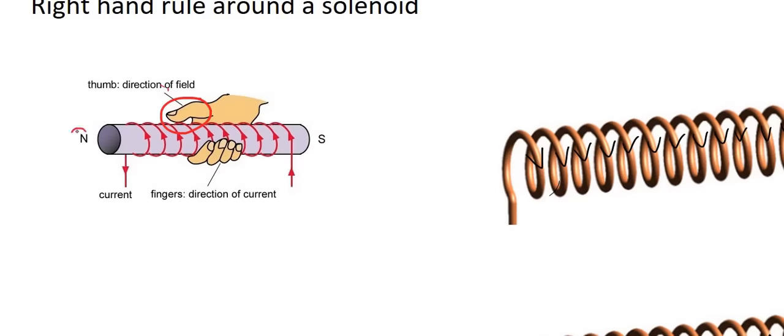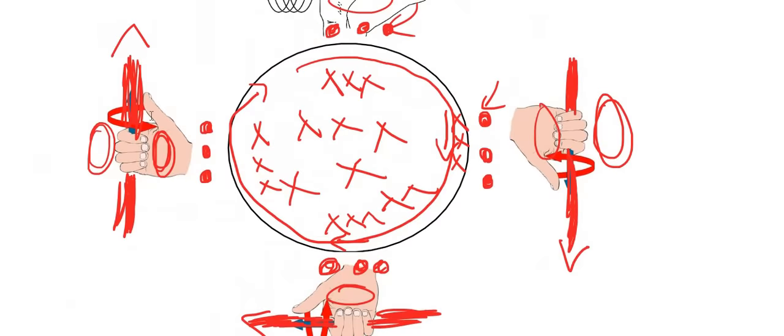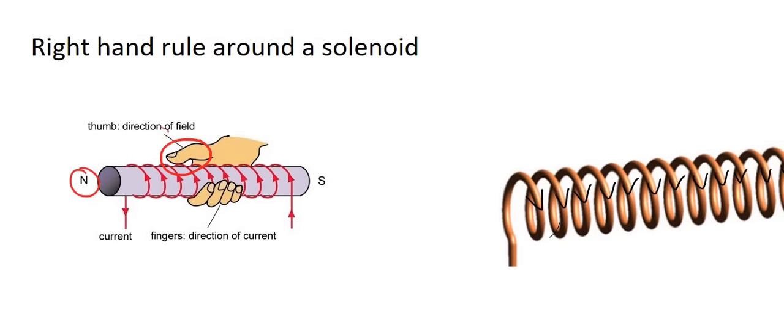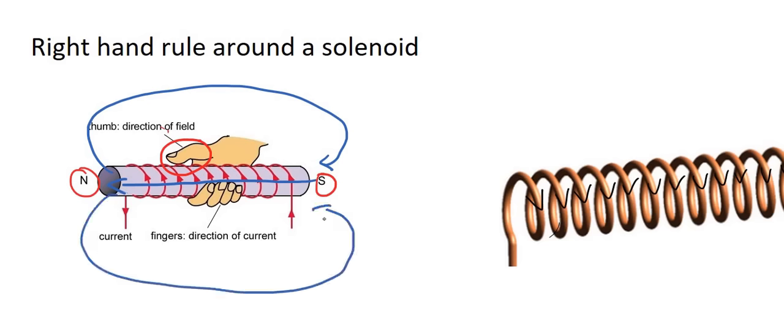Your thumb points north. We don't really look at north and south when we were looking at loops and things like that, but in a solenoid it becomes quite important to use north and south. Something else that's very important is that inside a solenoid, so on the inside, the magnetism goes from south to north, and then on the outside it wraps around from north to south. Okay, that's quite important to know as well.